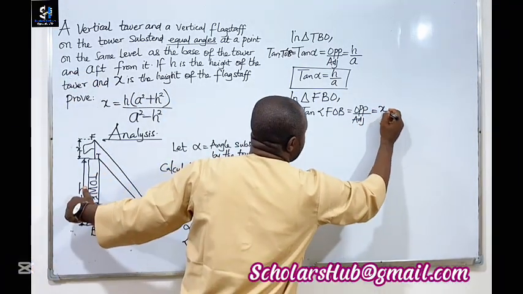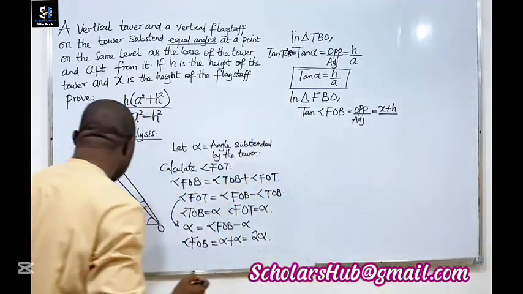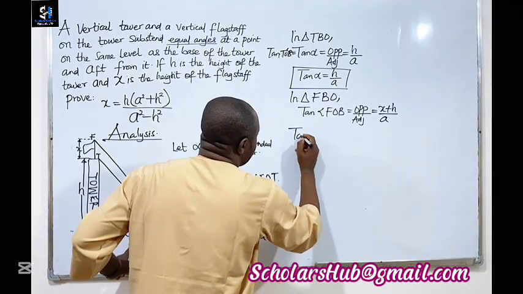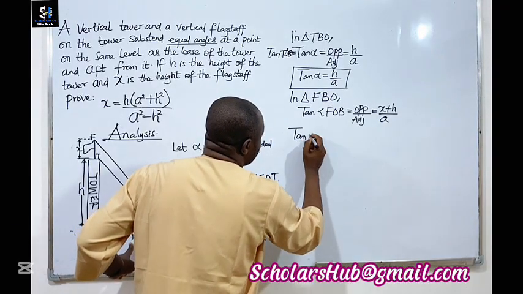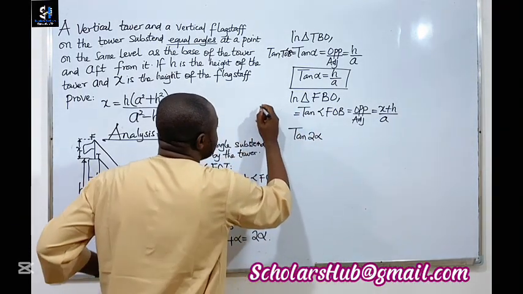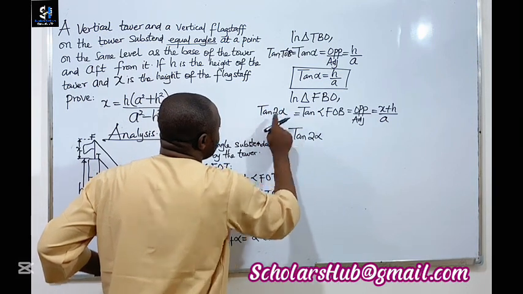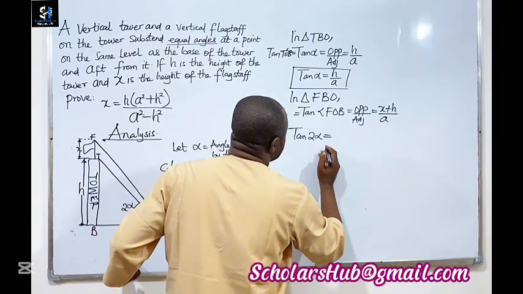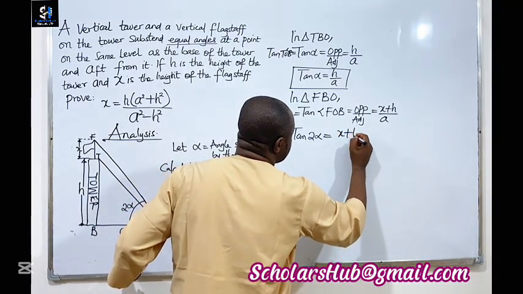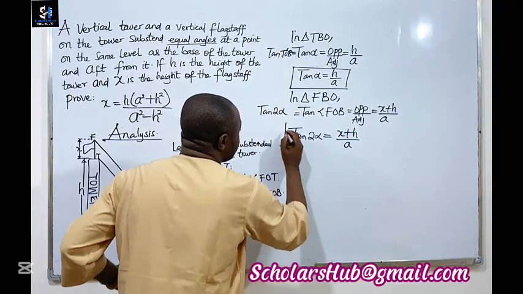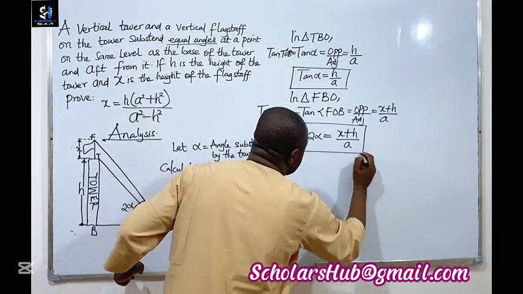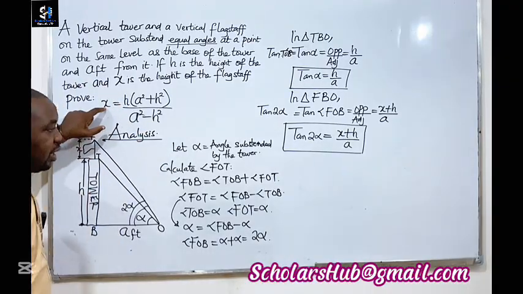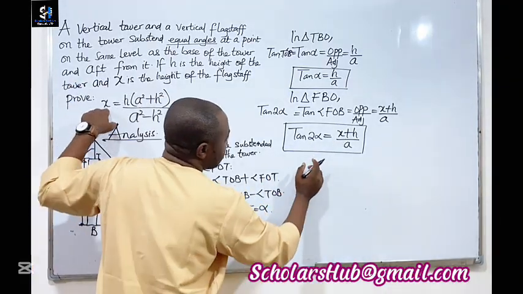That will be x plus h divided by the base, which is a. So which means we now have tan 2 alpha, because this is also equal to tan 2 alpha. Okay, tan 2 alpha is equal to x plus h over a. So let's also note this. We are going to use this to solve for x. Now let's see how that works out.